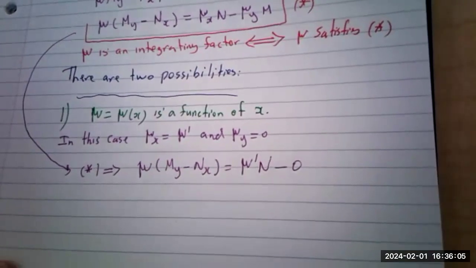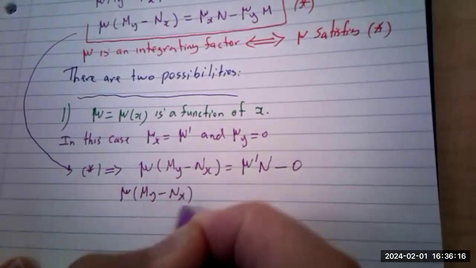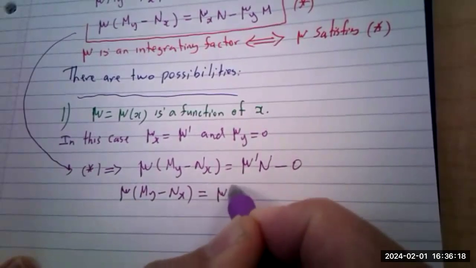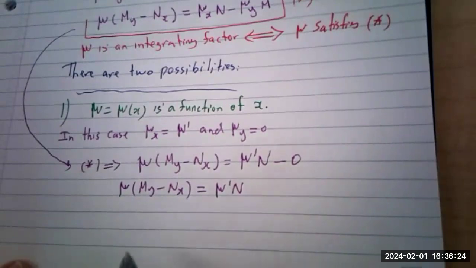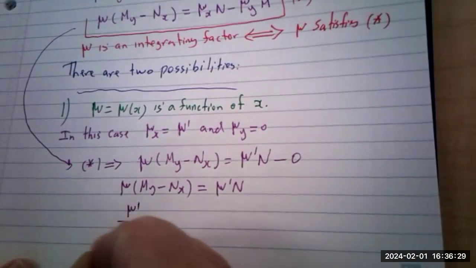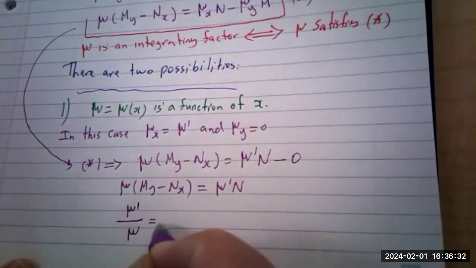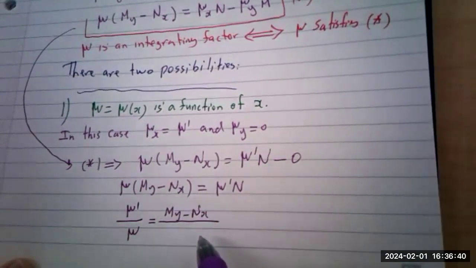Solve this equation for mu. It's an easy differential equation to solve. Okay, so I'm going to rewrite it. It's a separable variable. You see, let's stay with this first. It's going to be mu prime over N. So a kind of separable variable. This is the way I'm going to write it down, divide by mu. So I have separable variable, mu prime over mu equal to what? Equal to M sub y minus N sub x, over N.